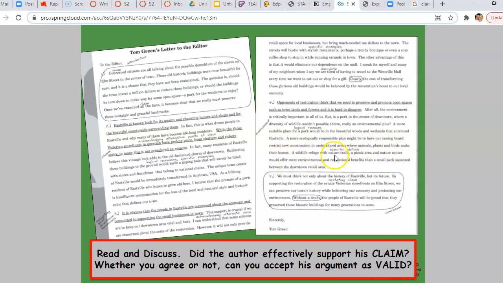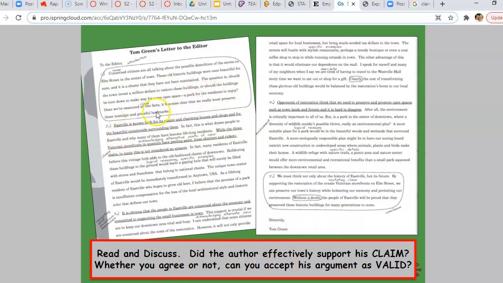A wildlife refuge with nature trails, a picnic area, and a nature center would offer more environmental and recreational benefits than a small park squeezed between the downtown retail area. We must think not only about the history of Eastville, but its future. By supporting the restoration of the ornate Victorian storefronts on Elm Street, we can preserve our town's history while bolstering our economy and protecting our environment. Without a doubt, the people of Eastville will be proud that they preserved these historic buildings for many generations to come.